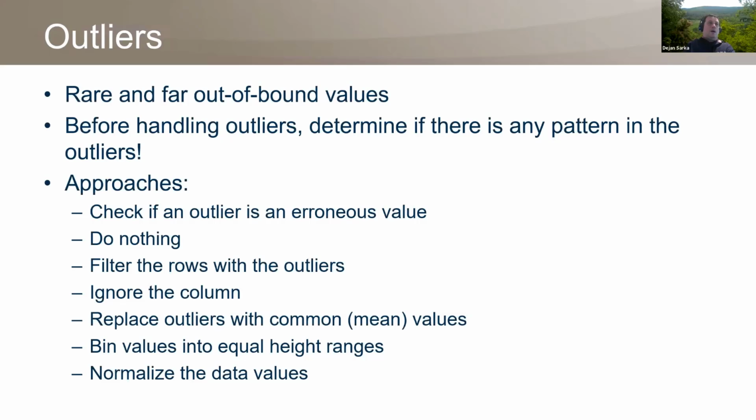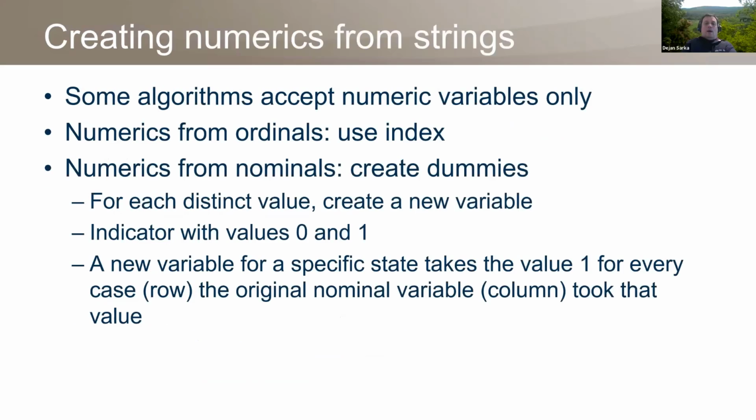Instead of using the full range of continuous data, you normalize this data into some interval. You can use normalization functions like range normalization to get all data in the interval between 0 and 1 or between -1 and +1. Now, sometimes you need to create numerical variables from strings because some algorithms accept numeric variables only. For example, regression algorithms expect numerical variables.